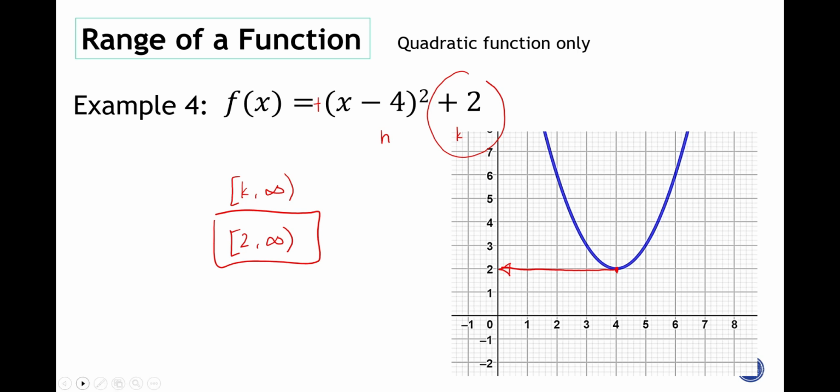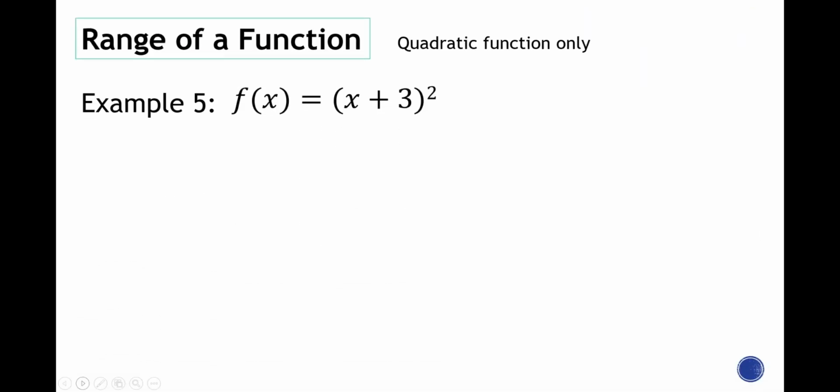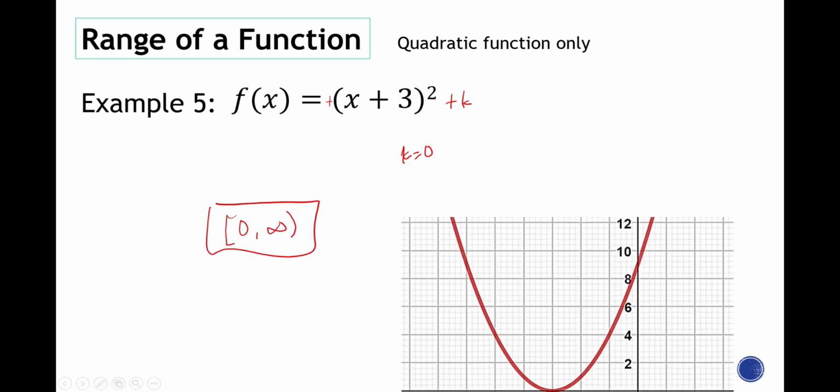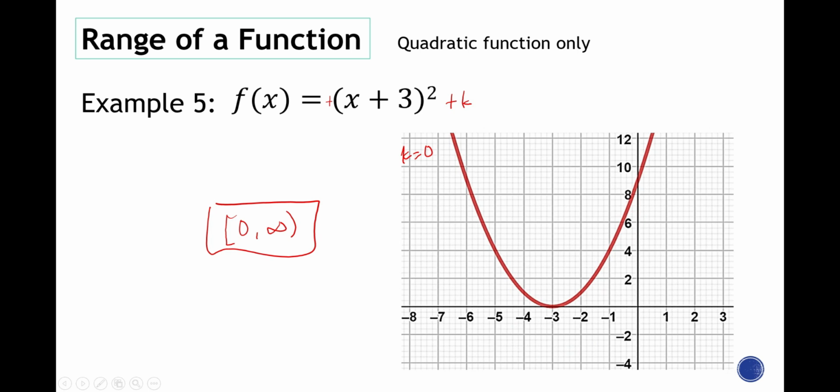Okay? Now what if the graph opens downward? No, what if there is no k? So if there is no k, actually there is a k here. That k is equal to 0, right? And this is positive, so the range starts with 0 to positive infinity, right? And this is the graphical representation of that.